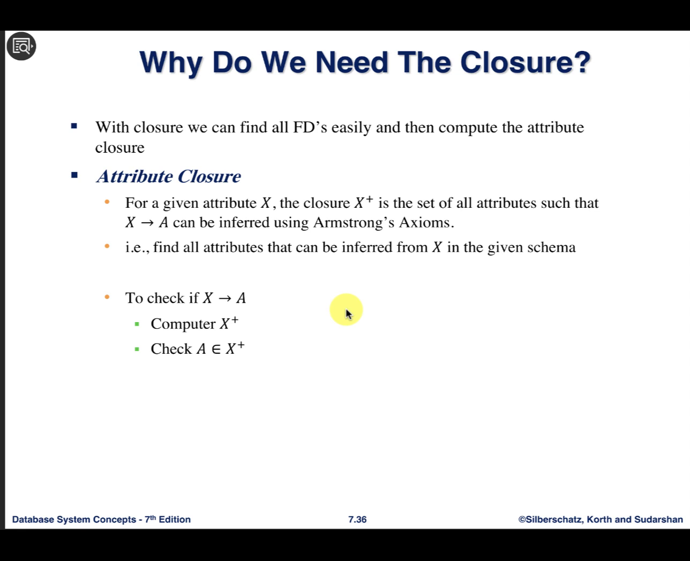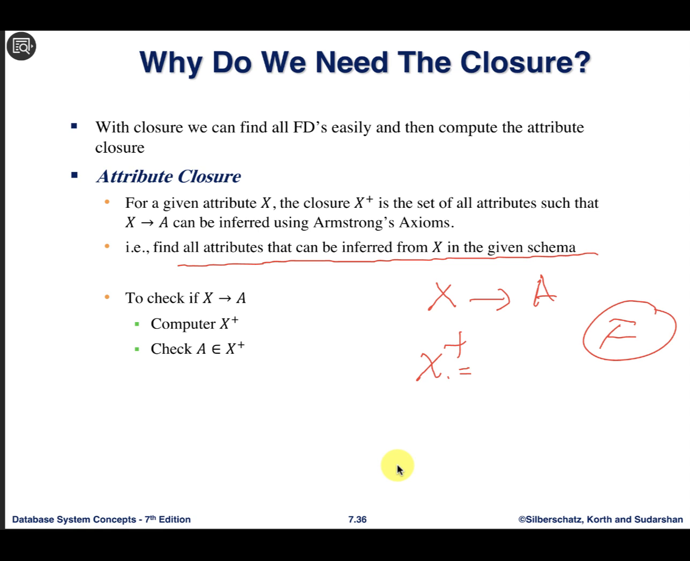So I'm going to define the attribute closure, which is, given a set of attributes, you can define a closure of this attribute set under a set F. It's denoted by alpha plus. For example, I give you X determines A. In order to compute the attribute closure X plus, you need to find a set of attributes that are functionally determined by X under the set of functional dependencies. Again, find all the attributes that can be inferred from X on the given schema.